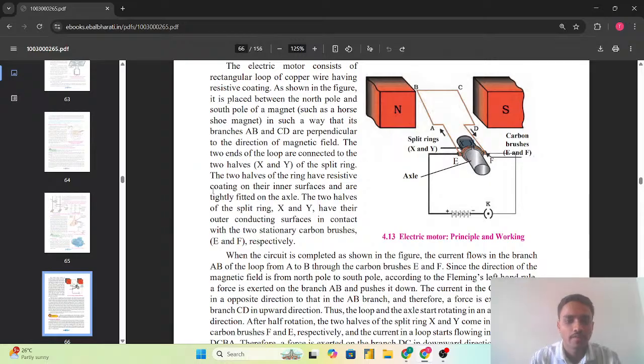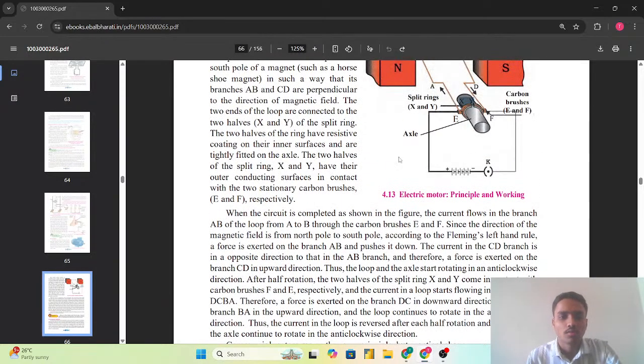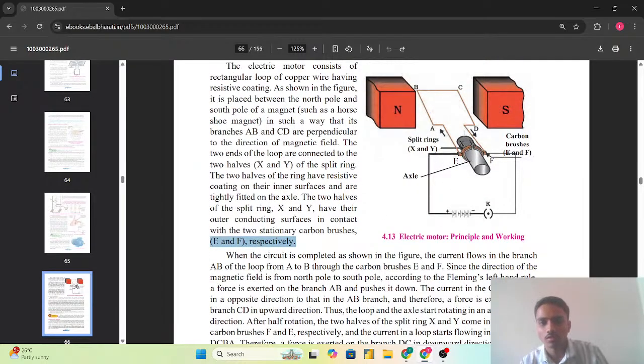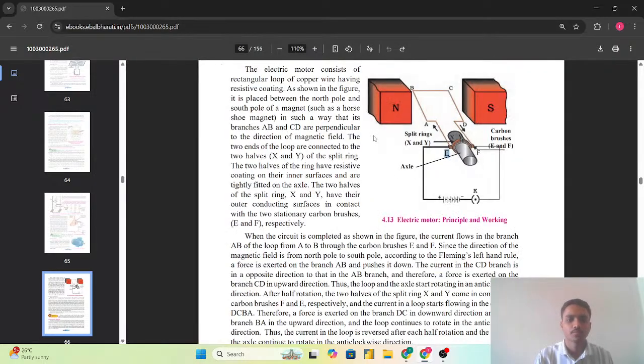The two halves of the ring have an insulating coating on their inner surfaces and are tightly fitted on the axle. Here you can see the axle, on which the split rings are fitted, and on the split rings the rectangular coil is attached. The two halves of the split ring, X and Y, have their outer conducting surfaces in contact with the two stationary carbon brushes E and F respectively. Here you can see the carbon brushes, denoted with E and F.